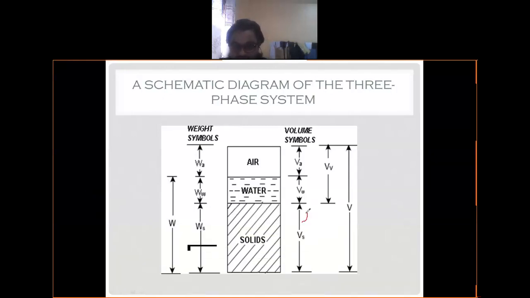So, if we want to find out e, the void ratio for a particular soil, what will happen? e is a ratio of what? The volume of void divided by the volume of solid. So by dividing this volume by this volume, you will get the void ratio.